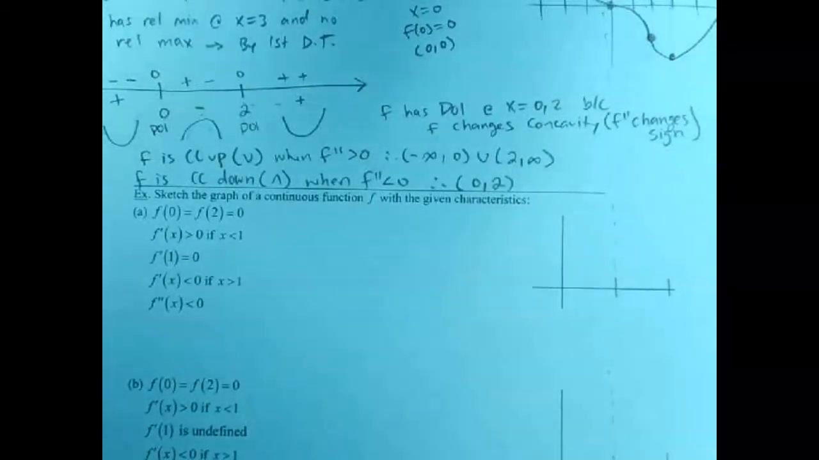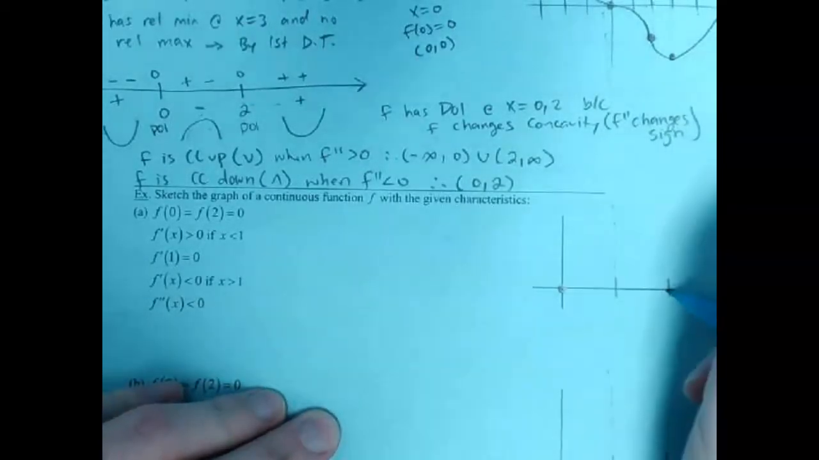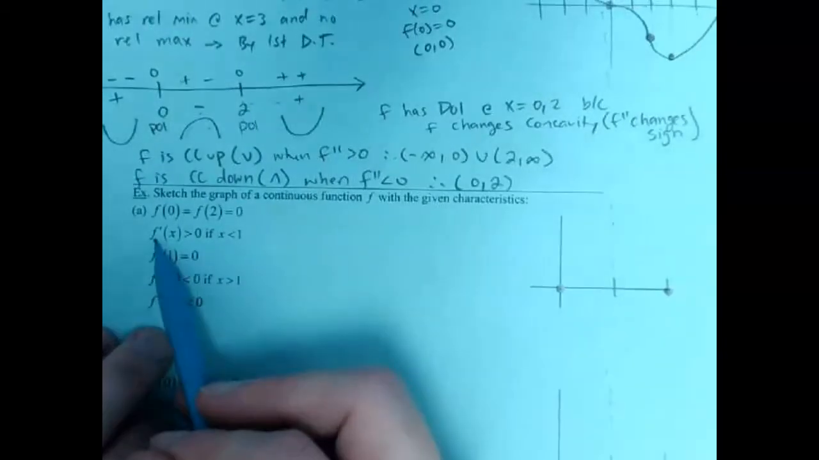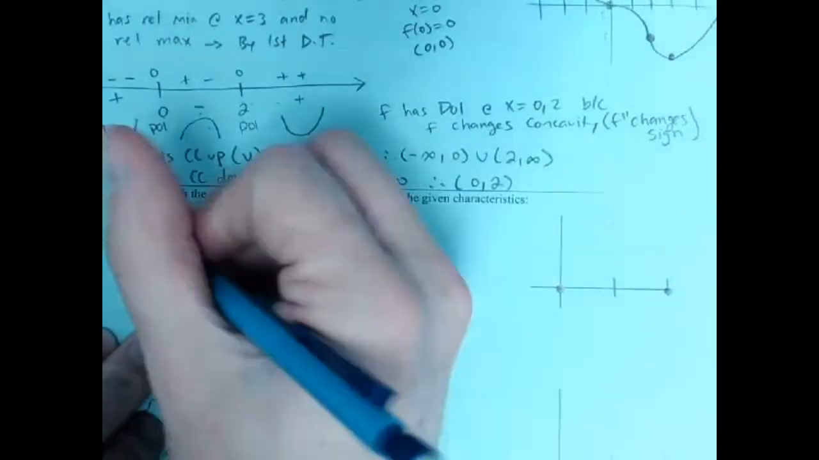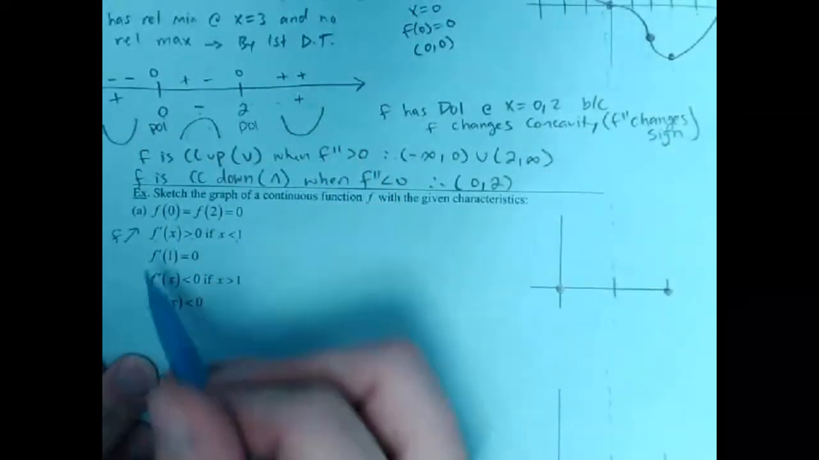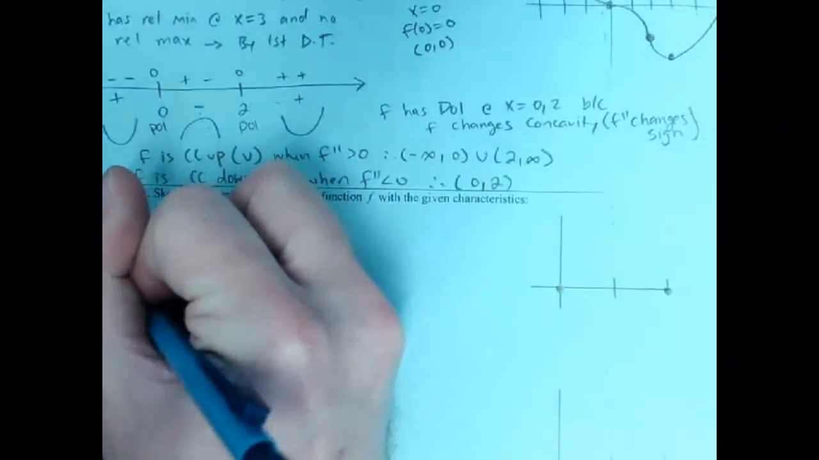First thing, f of 0 equals f of 2, which equals 0. That's just telling you you have x-intercepts at 0 and then at 2. That one's not too bad. Then it says f prime is positive for everything less than 1. So that means your graph f is going to be increasing. Then it says the derivative at 1 is 0. So that means it's going to be constant.